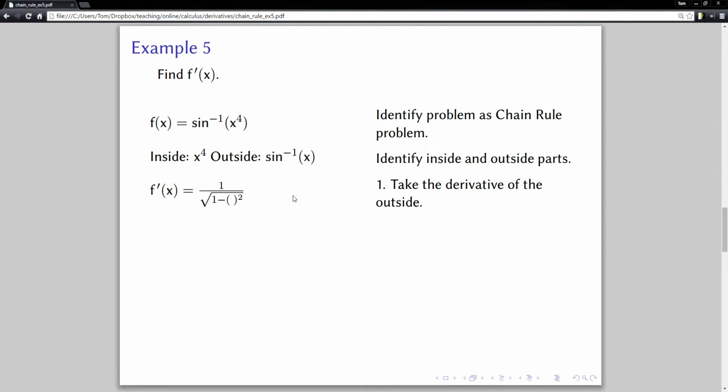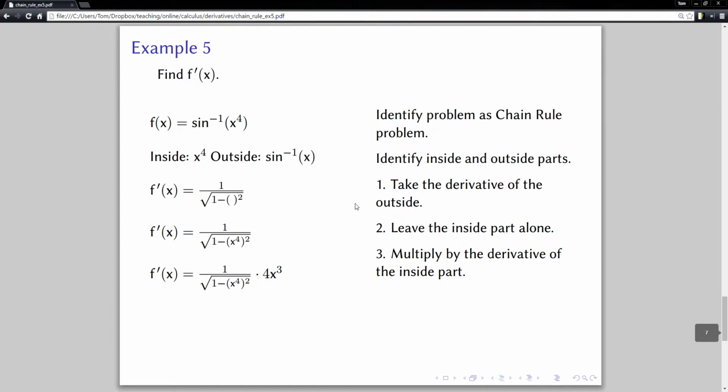Because that is leading me straight into step 2 of the chain rule, and that is to leave the inside part alone. In other words, everywhere there would be an x in the derivative of the outside function, and that's here where these parentheses are, I would put the inside part right here. And then finally step 3 is to multiply by the derivative of the inside part.